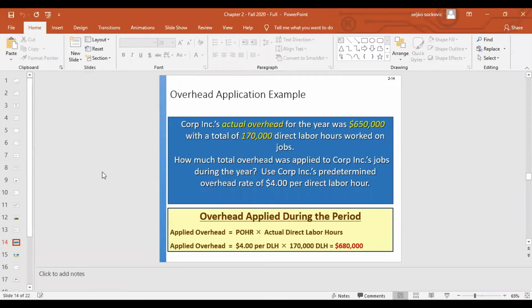680,000. Excellent, very good. 680. We said which amount is in the product. Applied overhead is in the product, right? Applied, not actual. So 680 is in the inventory, work in process, finished goods, and cost of goods sold. $680,000. But is this the right amount to be in those product costs? Well, we see at the end it's not. It's actually 650. So we didn't actually spend 680.